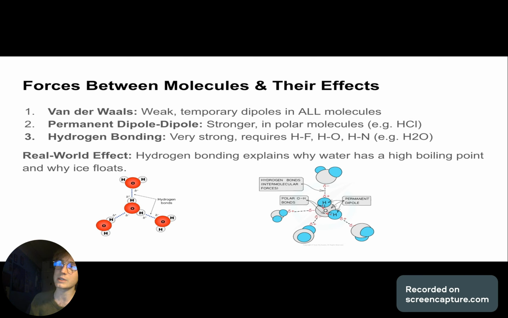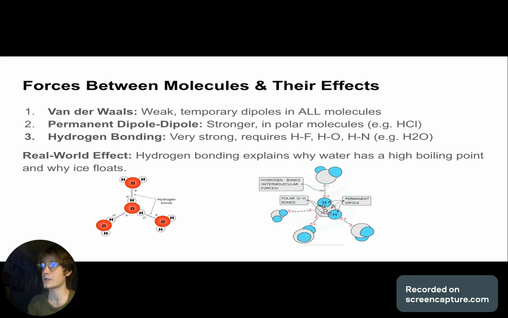Next, there are permanent dipole-dipole forces. These occur in polar molecules, molecules where there is a permanent uneven distribution of electrons because of differences in electronegativity. A good example is hydrochloric acid. The chlorine pulls electrons more strongly than the hydrogen, creating permanent positive and negative ends that attract each other.